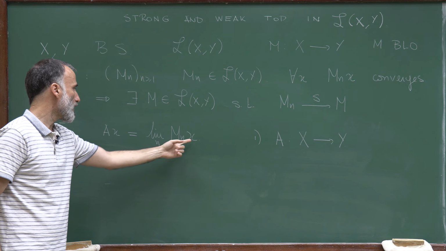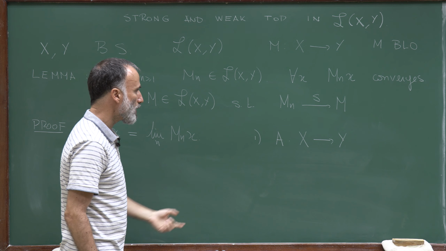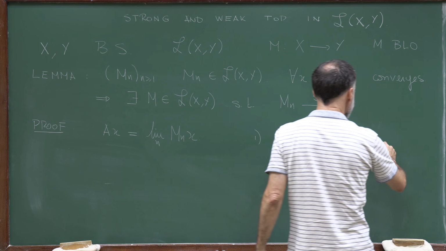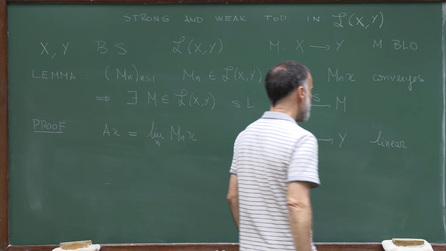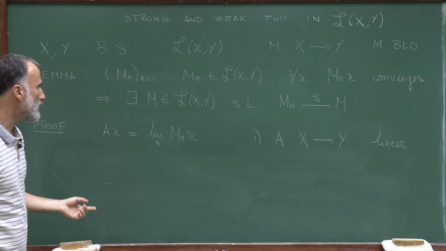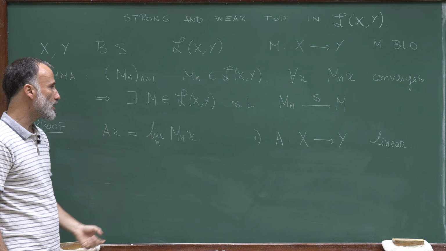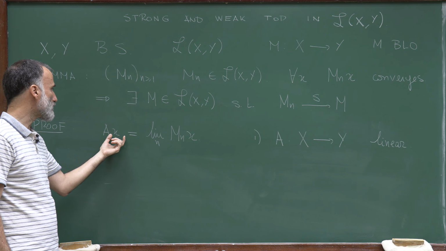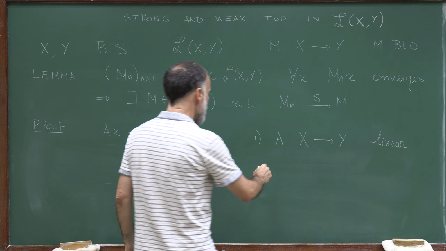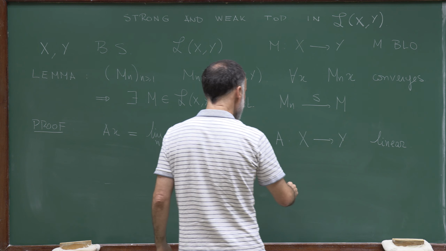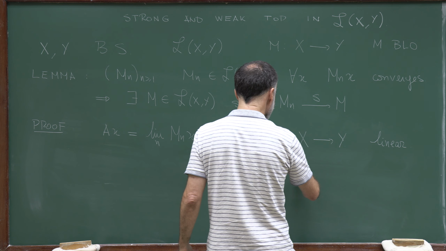For each x, Ax is an element of Y, and that A is linear. This is very easy, and I leave it to you to prove that A is linear, so that A(x + y) is equal to Ax plus Ay. What is more delicate is to show that A is bounded.